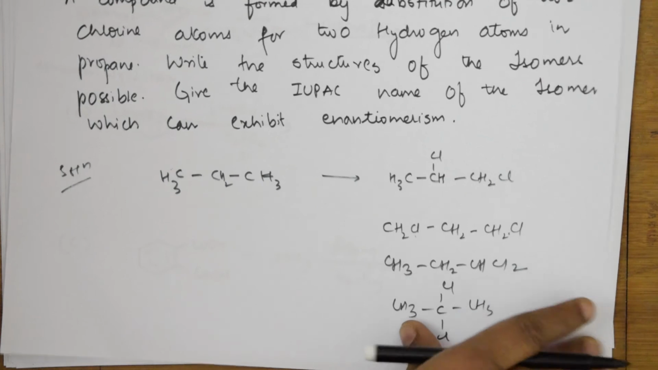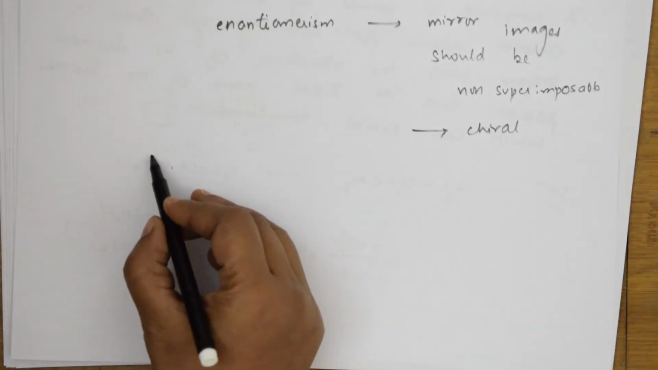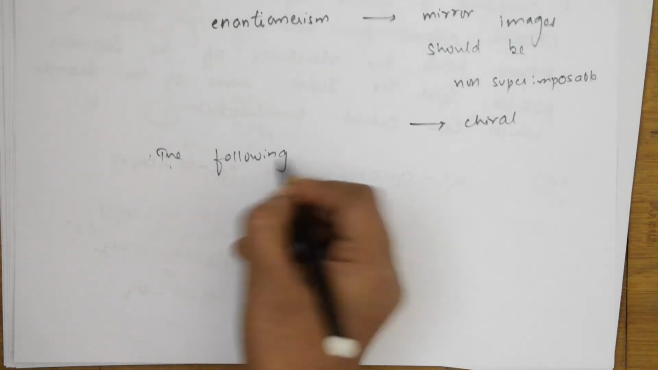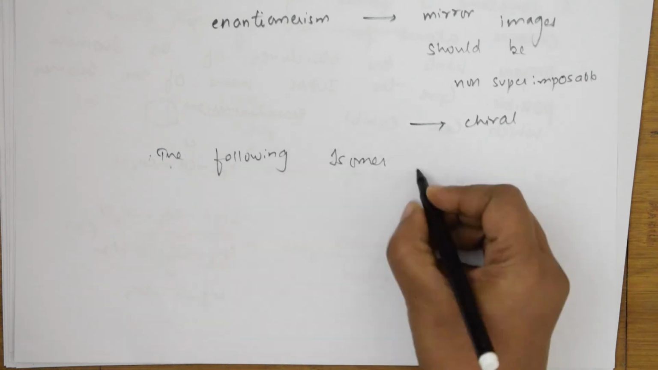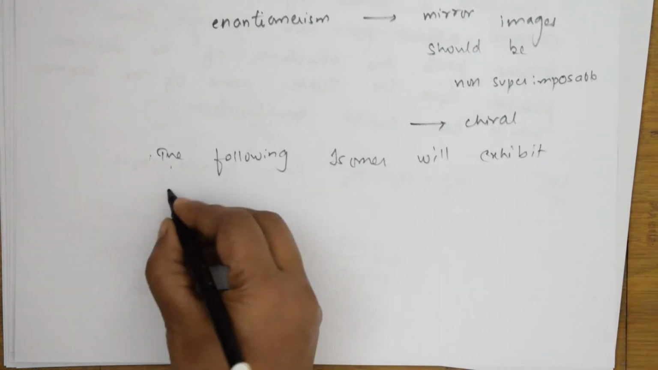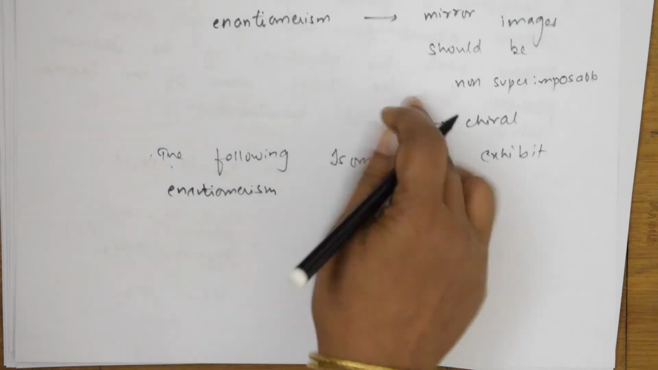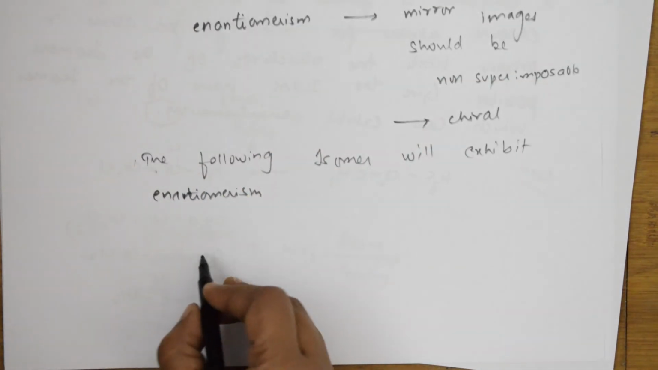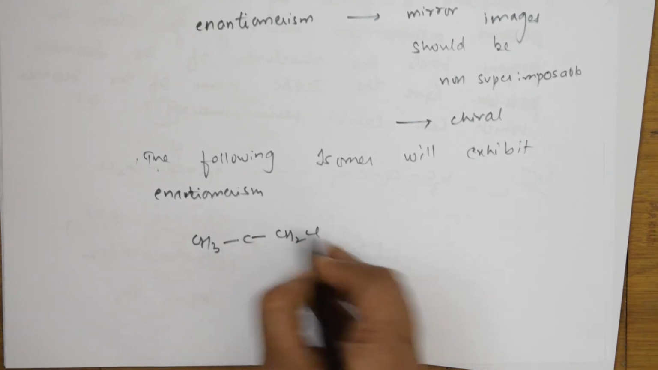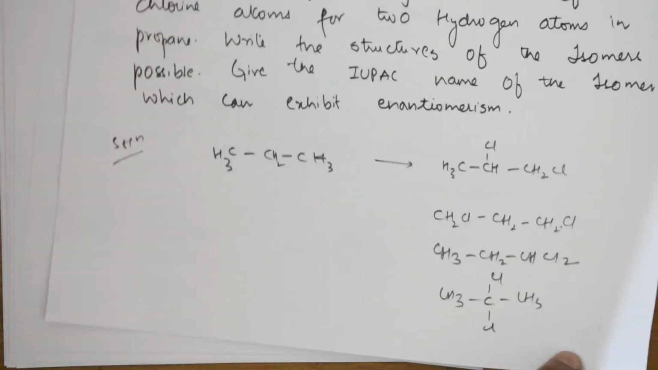So you can take along with this condition, because you can write the following isomer will exhibit enantiomerism. So enantiomerism means I already gave you this clue, isn't it? Write down. What is the name? CH3, C, CH2, Cl and Cl. That was the thing, isn't it? Let me cross check once. CH3, yes, that's the thing.